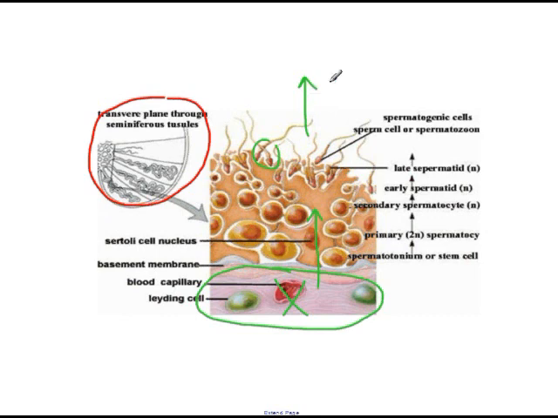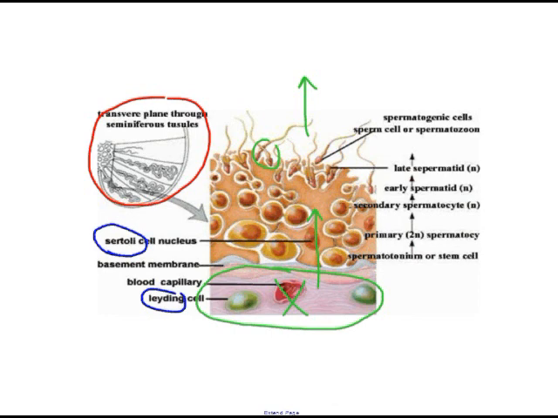And there are, of course, other cells in between here which are kind of nursing them along. So, for example, you have Sertoli cells, which are called nurse cells, which kind of help them mature. And you also have Leydig cells down the bottom, which are producing testosterone.